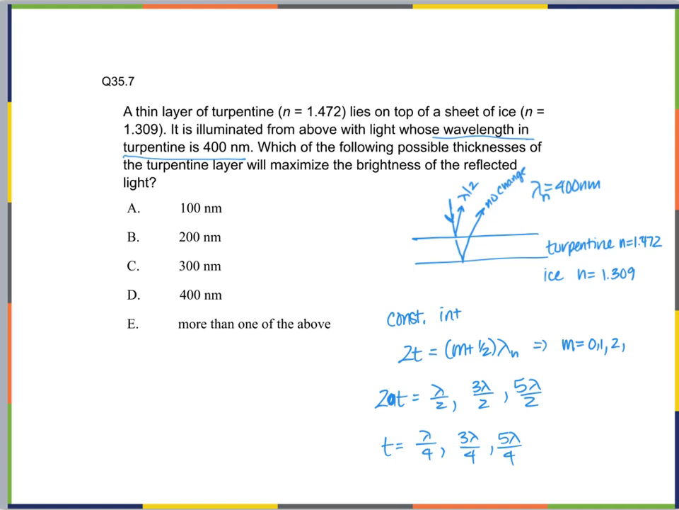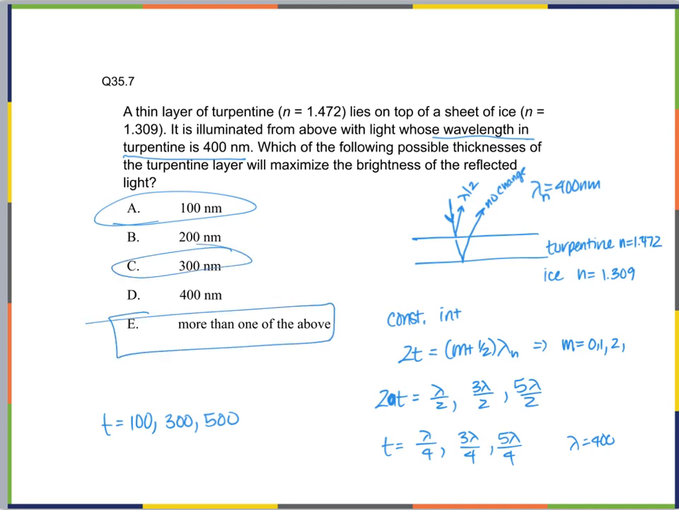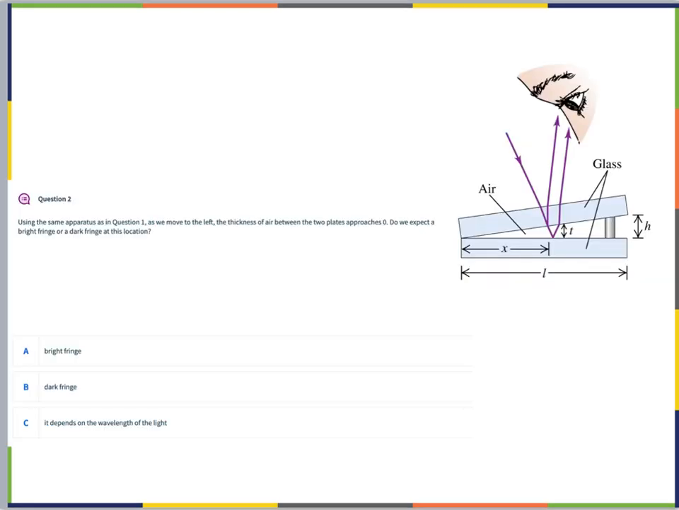So if I let lambda be equal to 400, I get a thickness of 100, 300, and 500 were my first three. And I see that the 500 exceeds the maximum that I see here, but I see that my answer could have been 100 or 300, and so because it's those two, I would choose more than one above. And oh, I forgot.